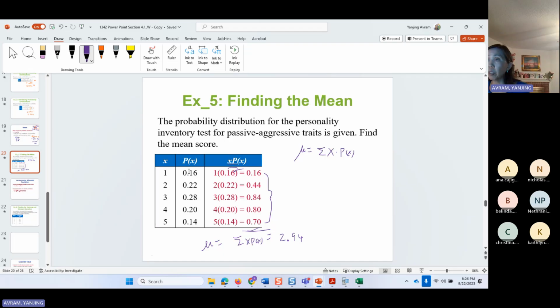0.16 the probability a person will be really passive, right? And then 0.14, or 14% of the probability, some people are very, very aggressive, right? But you can see these three in the middle are the majority. So when you have an average of 2.94, that means most of the time people are not too aggressive or too passive. Okay, so that is how you find a mean.